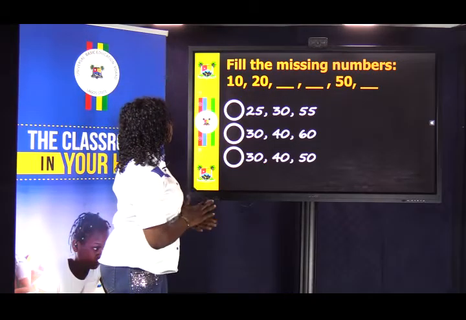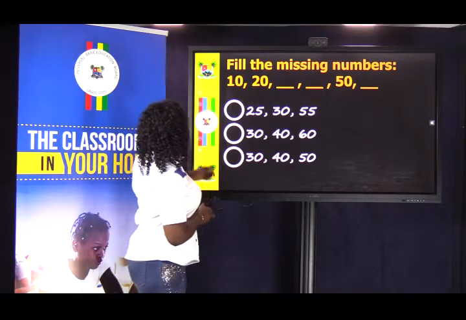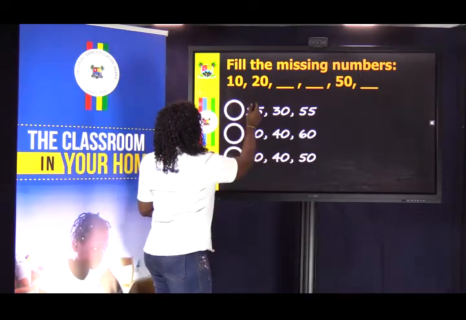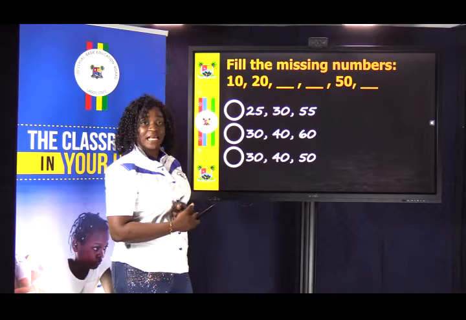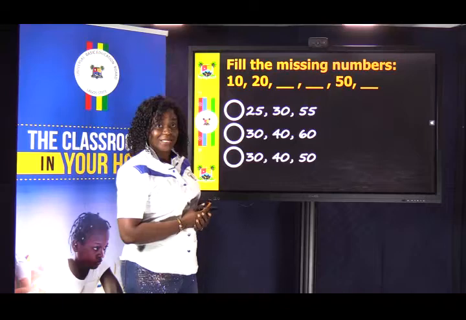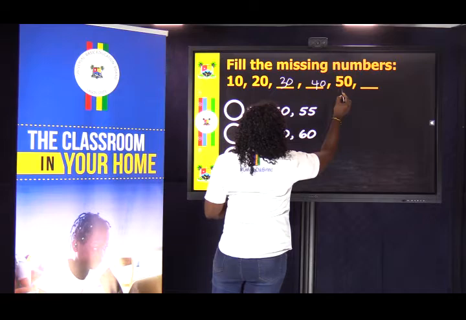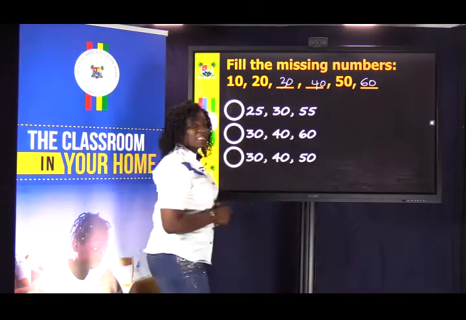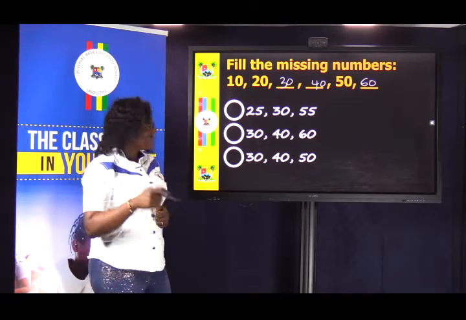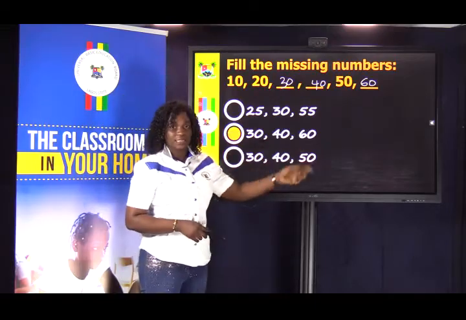Remember, when we did number pattern, I told you what number is changing. You can see that the number in the tens place is changing. We have 10, 20. So the number in the tens place keeps changing. So when 1 changes to 2, what will the next number be? So simple. We have 30, 40, 50, 60. So the tens place keeps changing. Did you get the answer correctly? Good job, you. So our answer is B, 30, 40, 60.